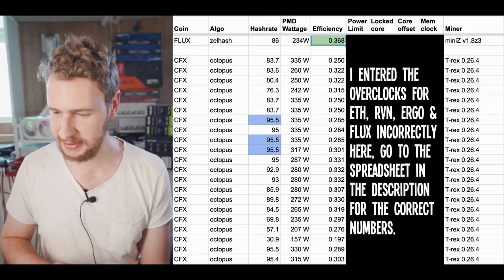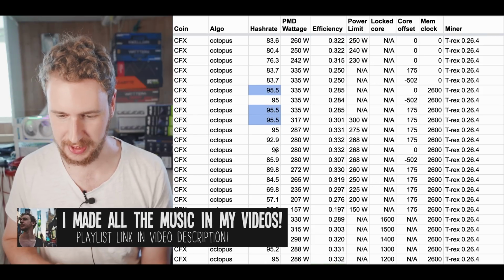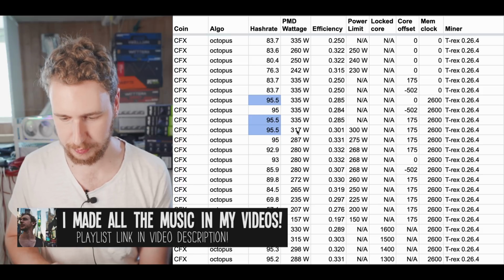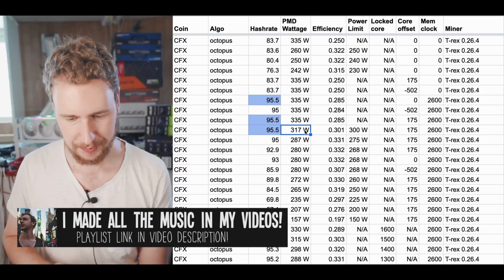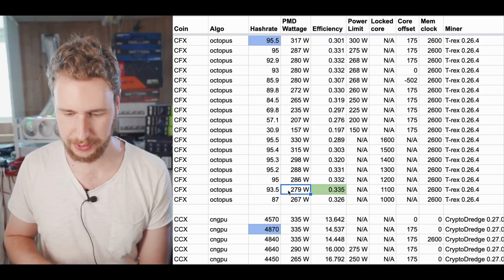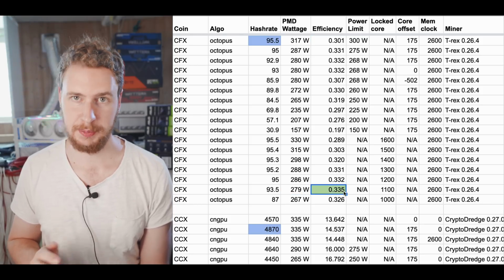And here you can see, this is a coin I tested today, so it has all of the numbers there, not just the optimal ones. So highest hash rate, 95.5 at 317 watts. And best efficiency was at 93.5 at 279 watts, which gives us an efficiency of 0.335 mega hash per watt.